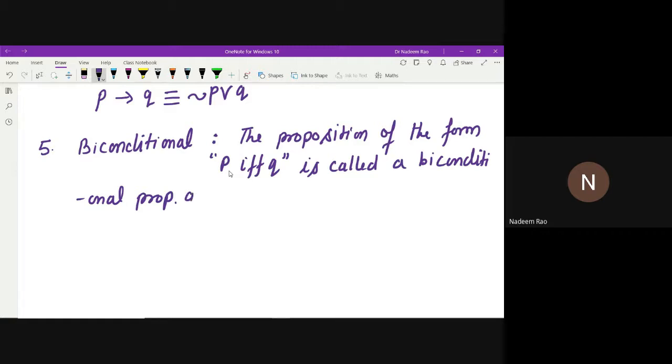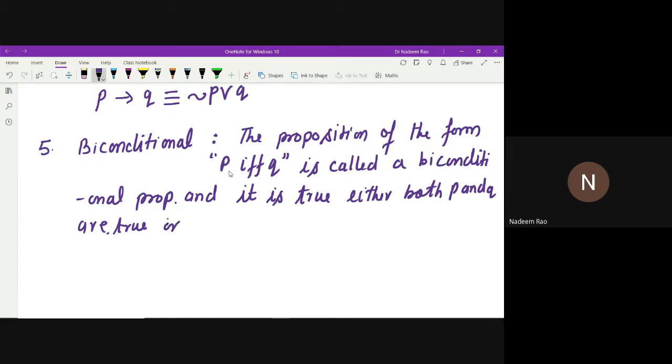And it is true either when both P and Q are true, or when both P and Q are false.